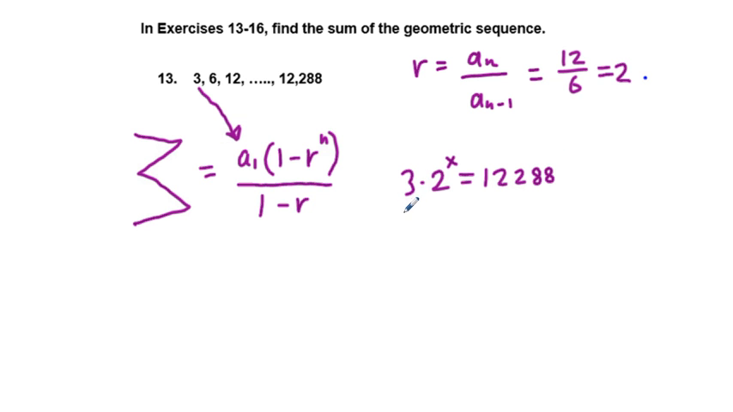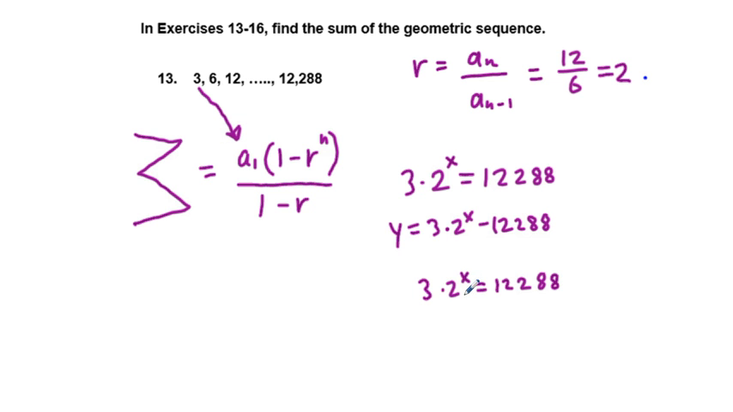We could solve this equation by graphing. We could say y equals 3 times 2 to the x minus 12,288, and see where this function will touch the x-axis. That will be our value for x. But I'm going to solve this logarithmically. I'm going to put 3 times 2 to the x equals 12,288.